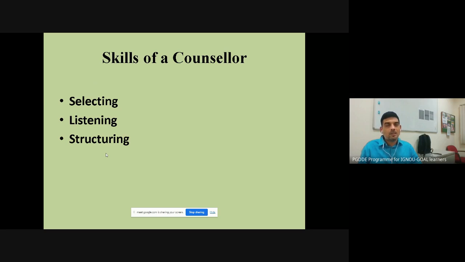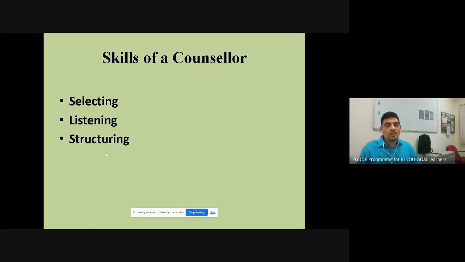The skills of a counselor: selecting. After listening to the students or the learners, one should be able to select whether the discussion by the learner is seeking a particular piece of information, advice, counseling, or academic support in terms of teaching and learning. One has to select first.